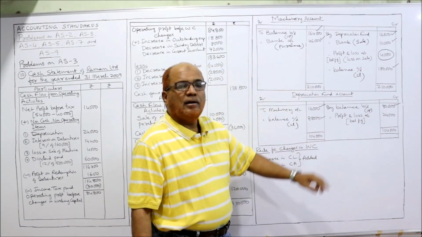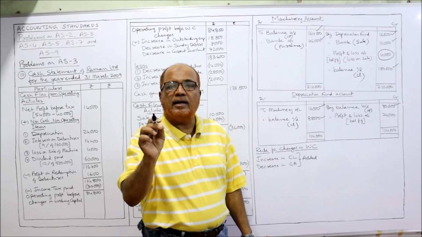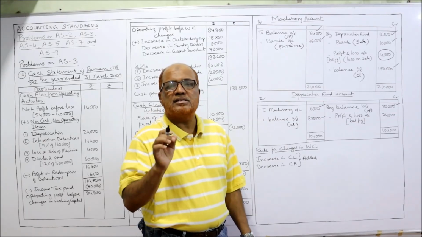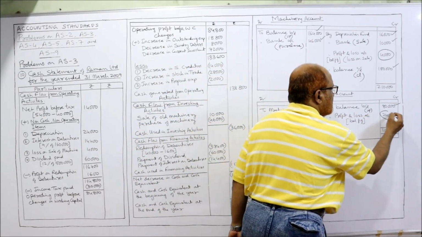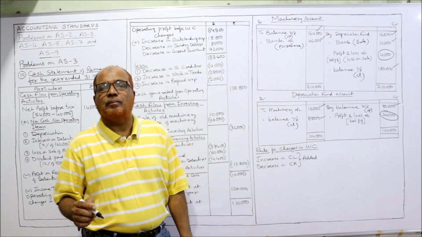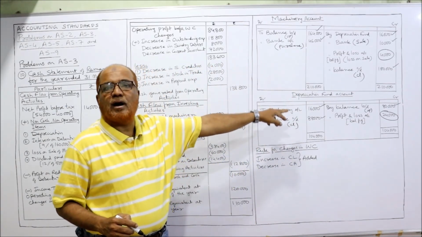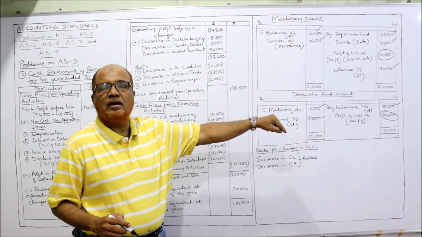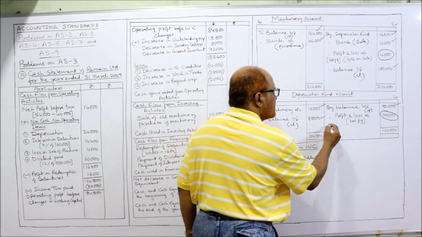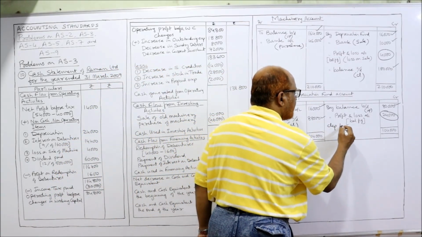This is the depreciation provided during the year. It is not given in the problem. By preparing this account, we come to know there is a depreciation. This is the depreciation for the year.